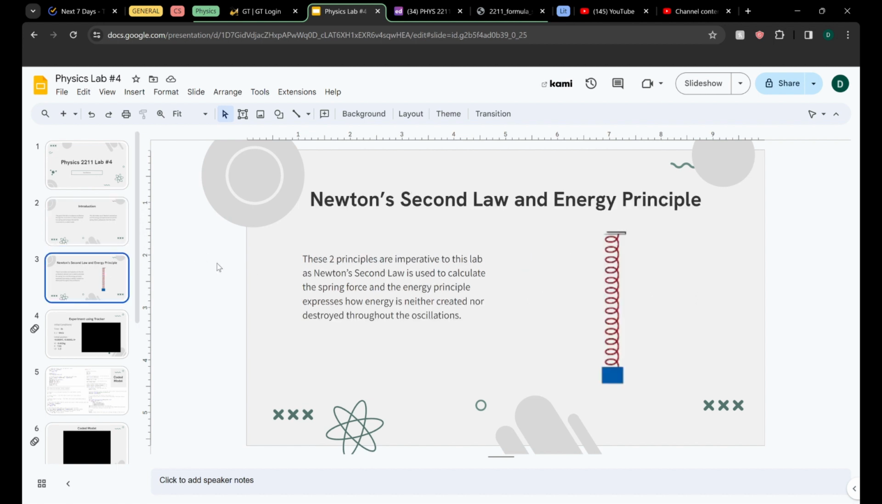Newton's second law and the energy principle. These two principles are imperative to this lab, as Newton's second law is used to calculate the spring force, and the energy principle expresses how energy is neither created nor destroyed throughout the process of the oscillations.